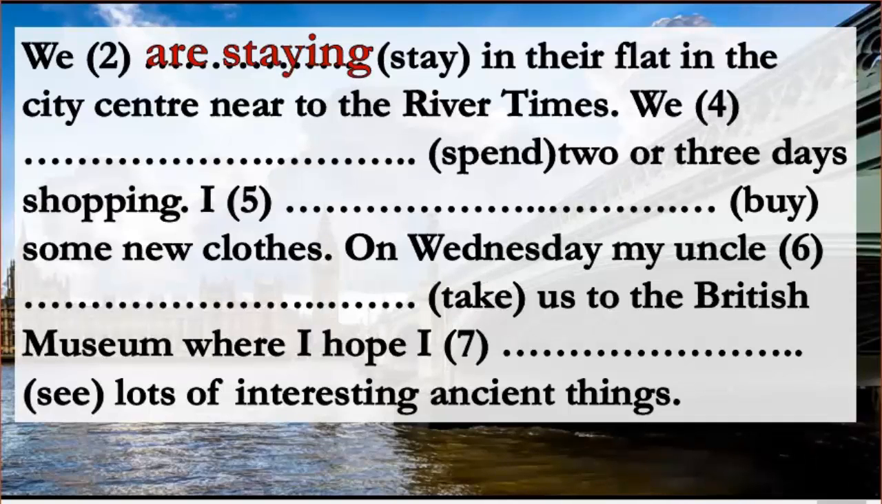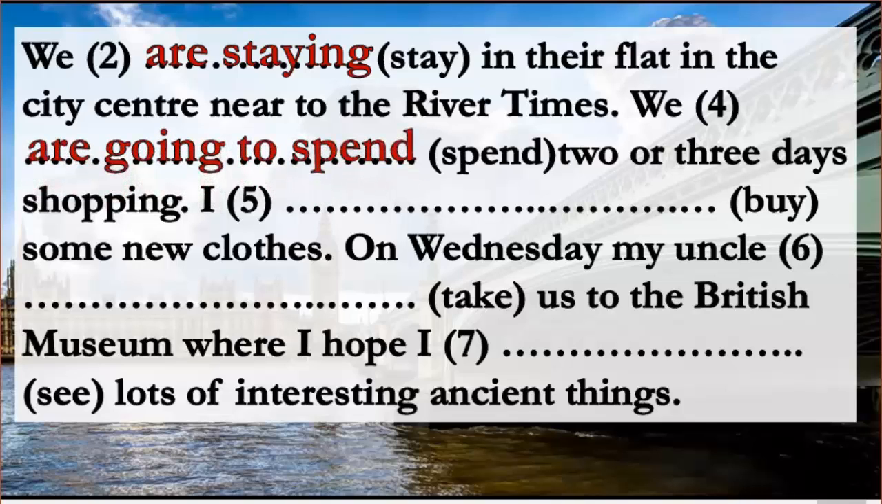The next one, number 4, we want to use the verb spend: 2 or 3 days shopping. It's an intention or a plan. They plan to do that. Then we will say we are going to spend 2 or 3 days shopping. I am going to buy some new clothes. It's my plan to buy some clothes.